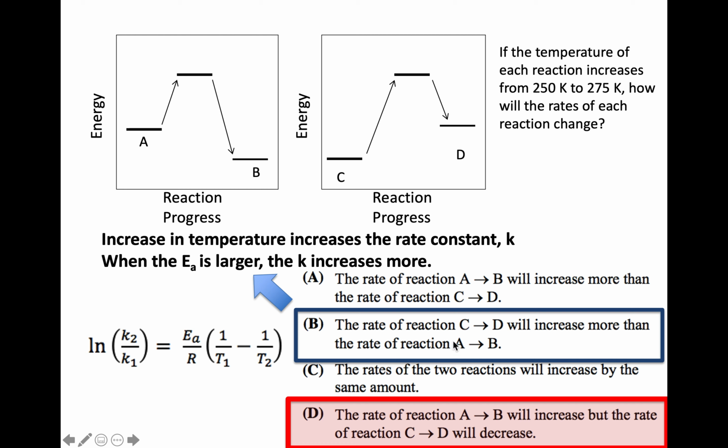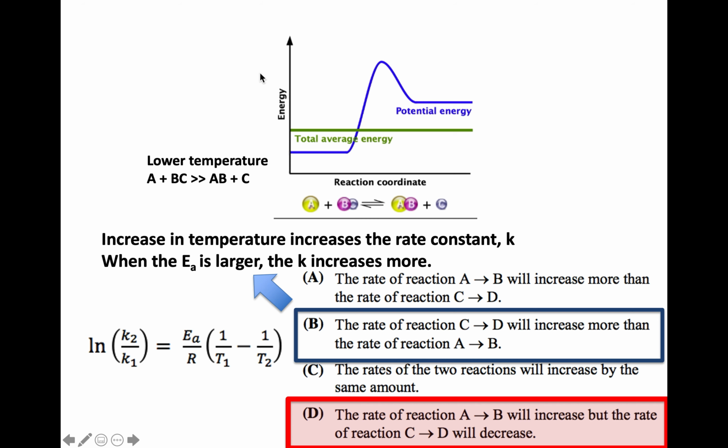It turns out that this is the correct answer. An increase in the temperature definitely increases the rate constant, small letter k. But when the energy of activation is larger, the k value is going to increase more. We initially have very few particles with enough kinetic energy to overcome the barrier, and by increasing the temperature, increasing the kinetic energy, that proportion dramatically increases. That's what we saw when we were looking at the sim just a moment ago.